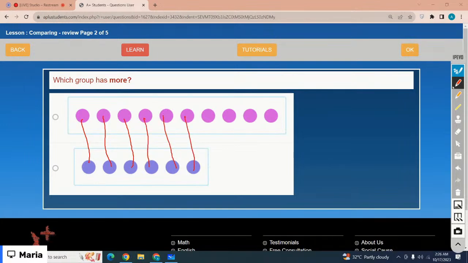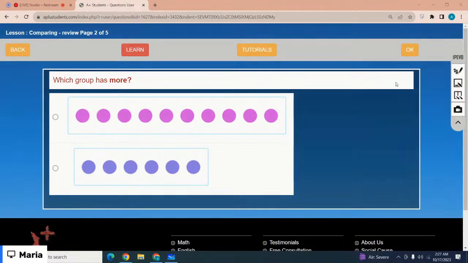Okay, you can see you are done with the blue dots, but you still have purple dots left, right? That means you have more purple dots than the blue dots. You have more purple dots than the blue ones. So which group has more? The purple one. Option number one is the correct option, right? The correct option is option number one.